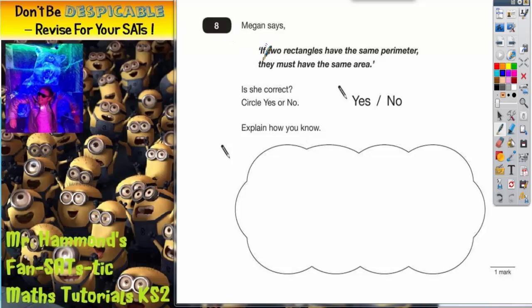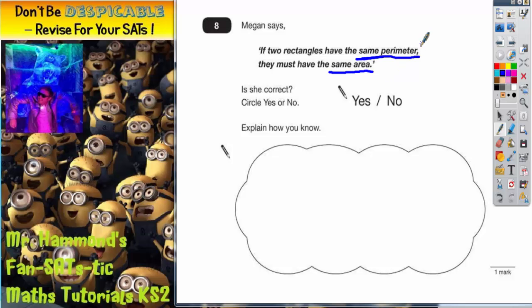Question 8. Megan says, if two rectangles have the same perimeter, they must have the same area. Is she correct? Circle yes or no. Now all we need to do to prove if she's wrong is to find one example where two rectangles with the same perimeter do not have the same area.